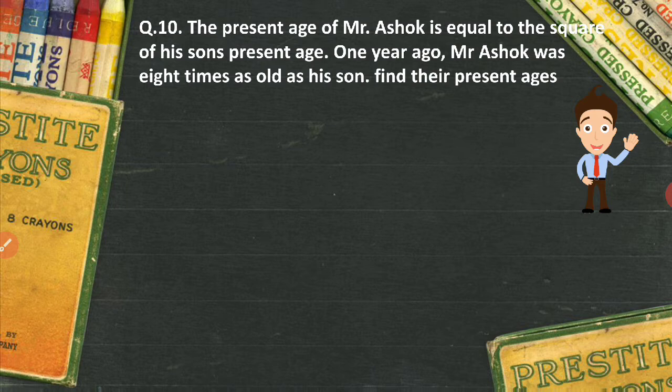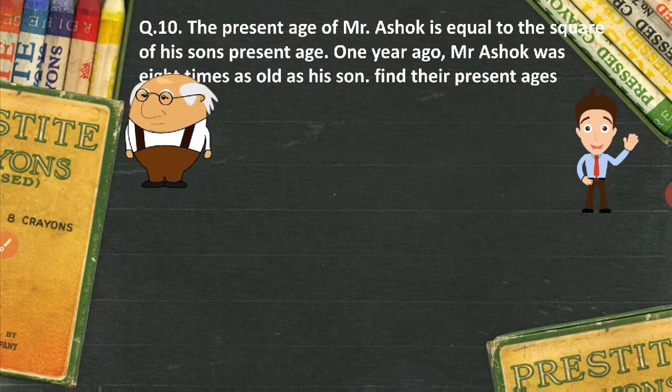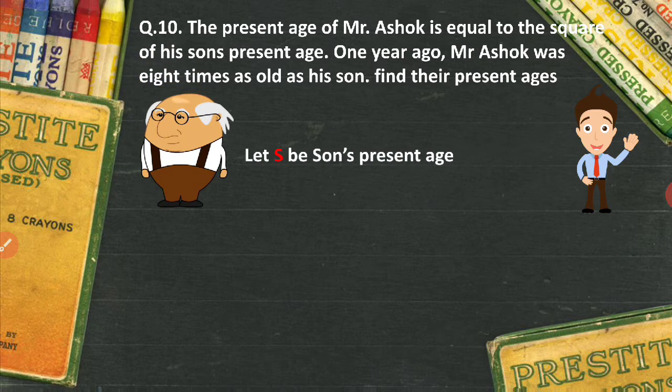Now, we are discussing ages of two people. One is a father and the other one is his son, right? So let us consider that son's age, since he is smaller, to be x. Okay, that's the father. It looks like a grandfather, I know, but just ignore that. Okay, so let s be son's present age.